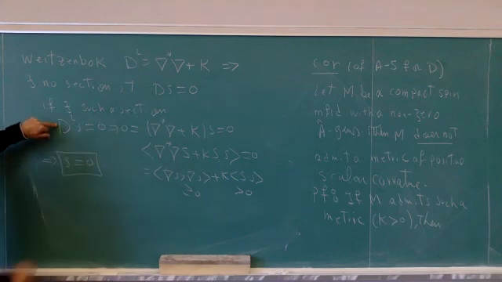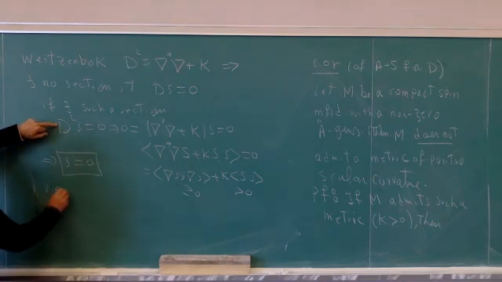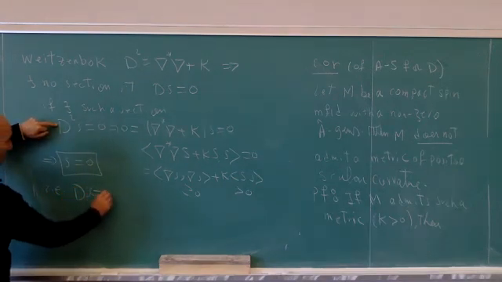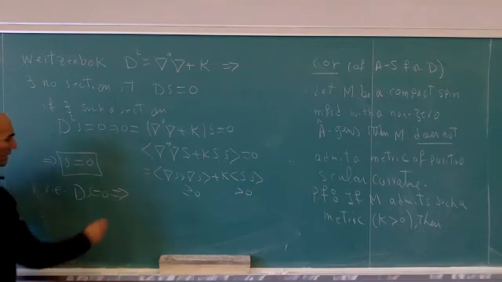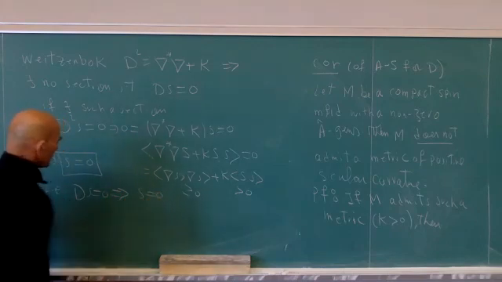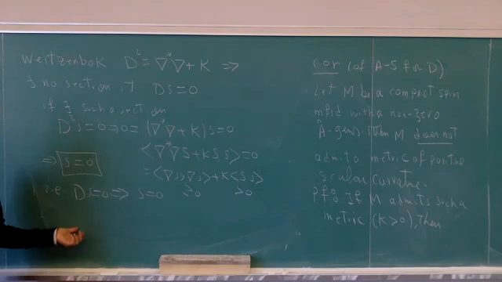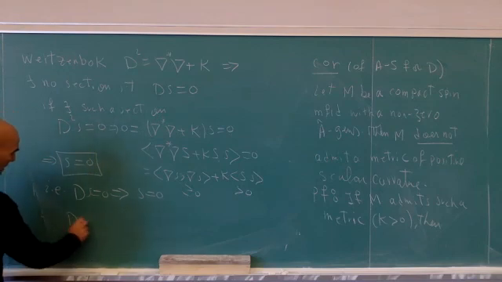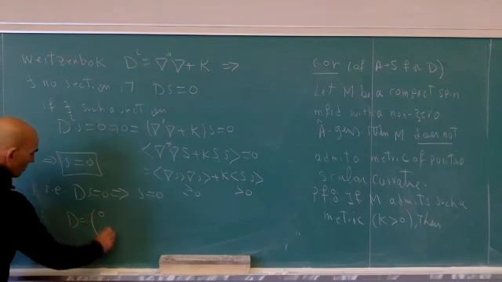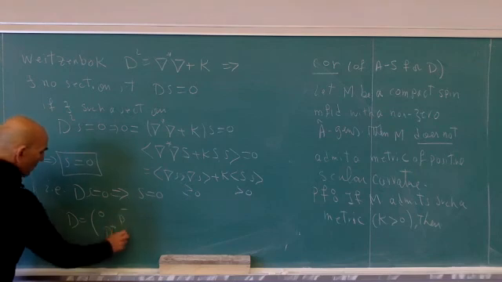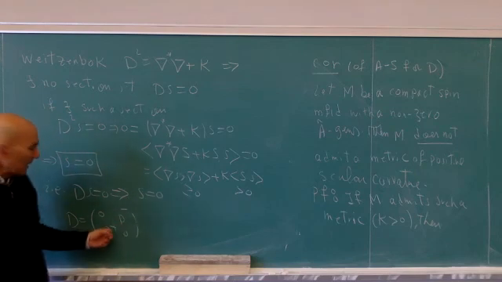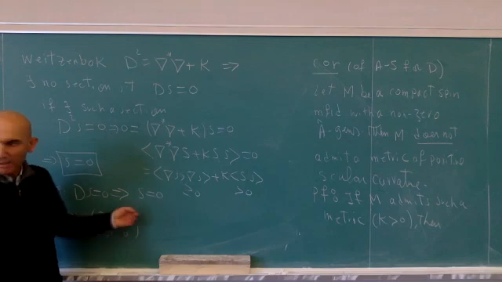So DS equal to 0 implies that S is equal to 0. Of course, remember what D was: D is D plus and D minus. This already means that the kernel of D plus and the kernel of D minus are both 0.